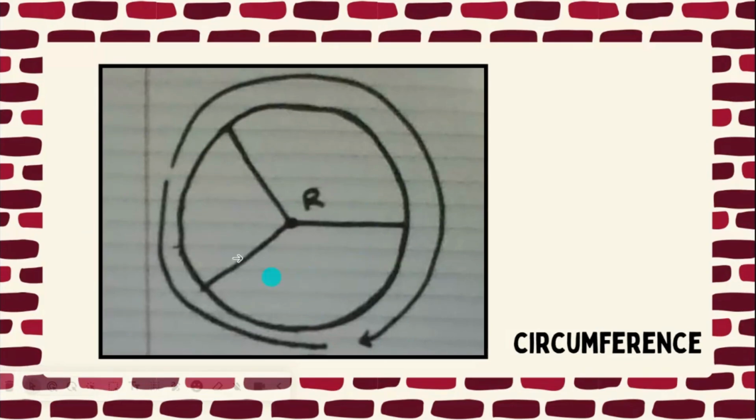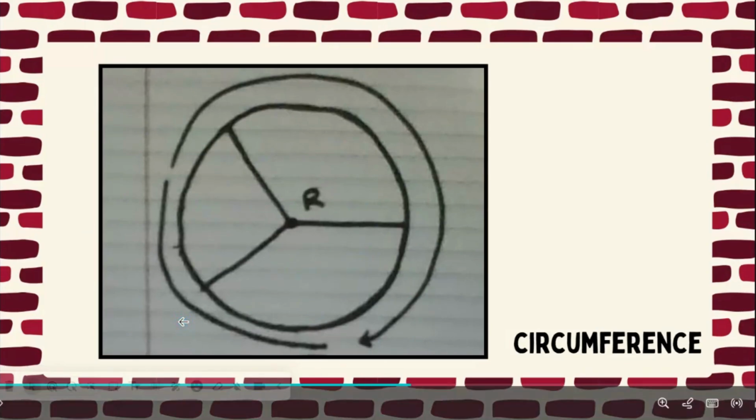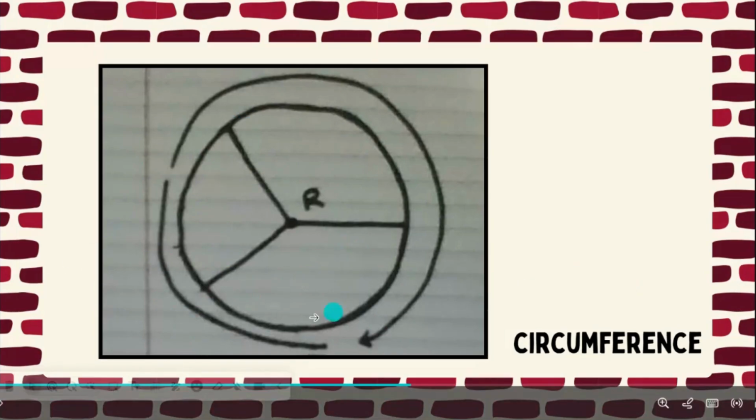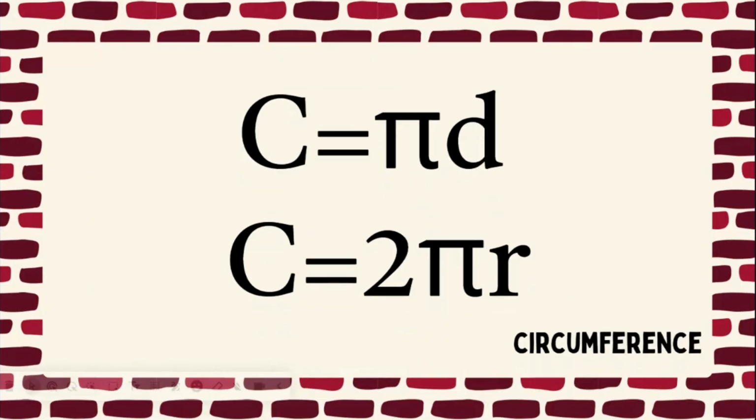So all you need to know right now is the circumference is kind of like the perimeter of any shape. But here, for a circle, because a circle is a special shape, the perimeter is called the circumference. Now the circumference is the distance around the circle, and we can calculate it using either the diameter or the radius, as I mentioned before.